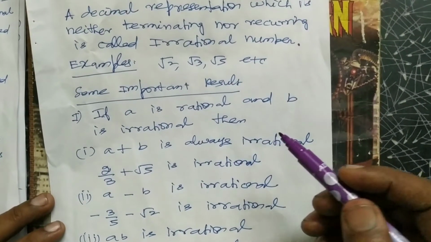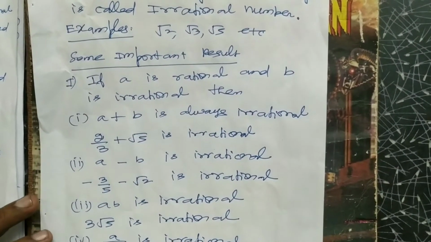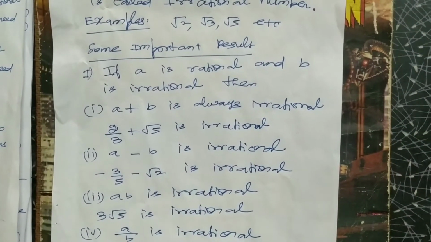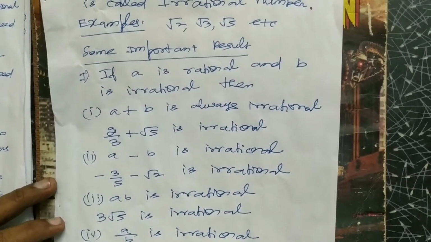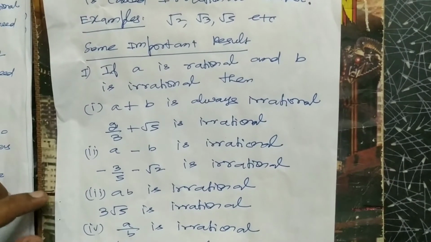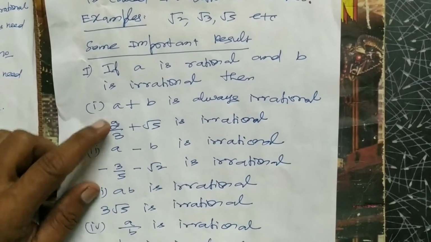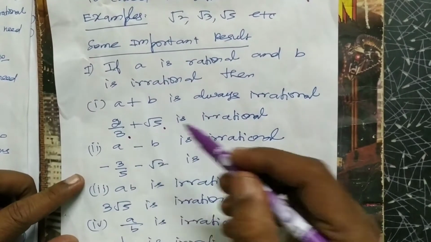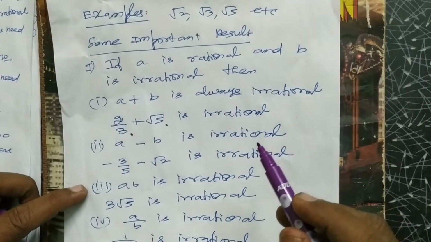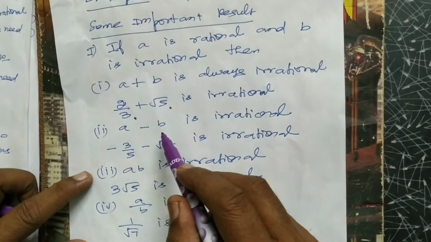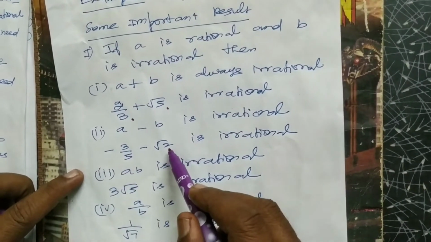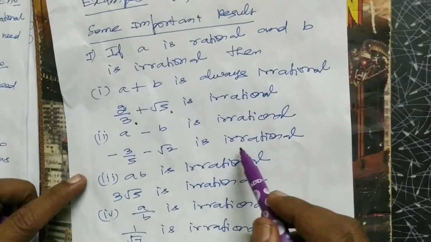Let us learn some important results. If a is a rational number and b is irrational, then a plus b is always irrational. That is, the sum of one rational number and one irrational number is irrational. 2 by 3 is rational, root 5 is irrational, therefore 2 by 3 plus root 5 is irrational. Similarly, rational number minus irrational number is irrational. Minus 3 by 4 is rational, root 2 is irrational, their difference is irrational.